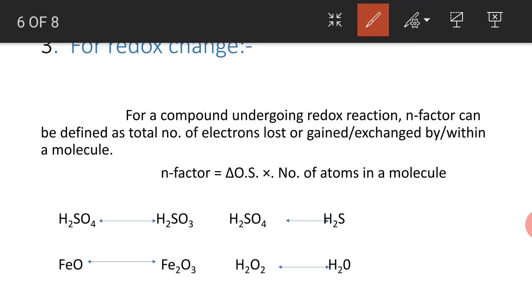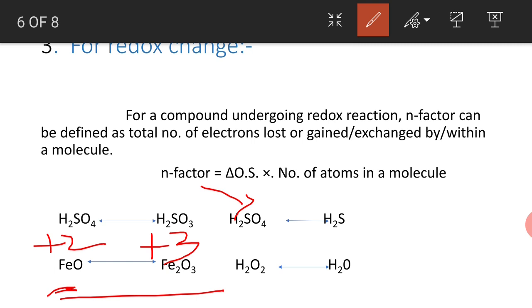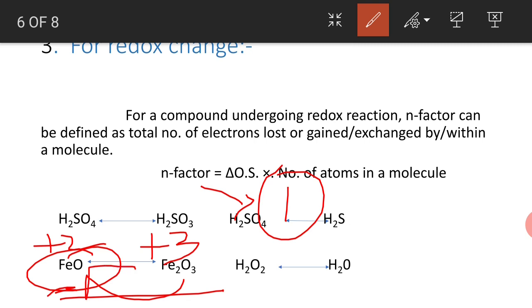Easy. Next, we will talk about FeO to Fe2O3. In this molecule, Fe has a +2 oxidation state, and here it is +3, so the change in oxidation state is 1 and the number of atoms here is 1. That's why the N factor for this molecule is 1. Easy.